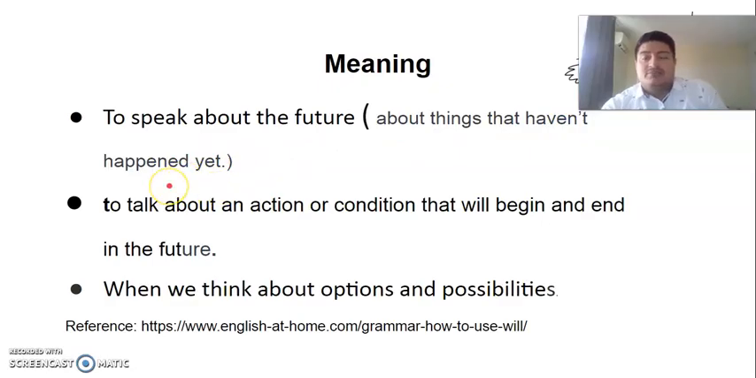Also, the simple future is used to talk about an action or condition that will begin and end in the future. So it's something that, like I said before, hasn't happened yet. It is also used when we think about options and possibilities for the future. Okay?